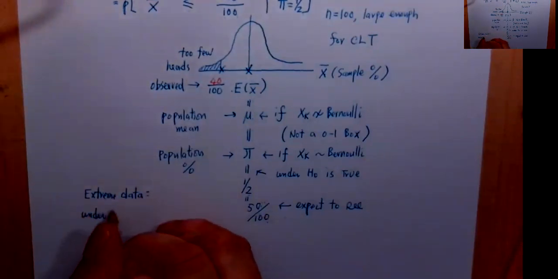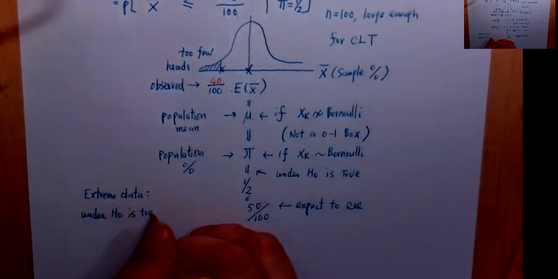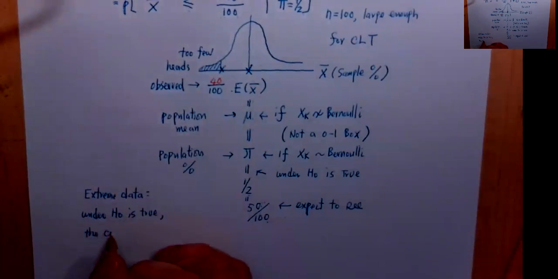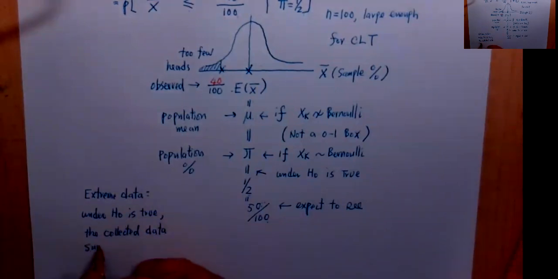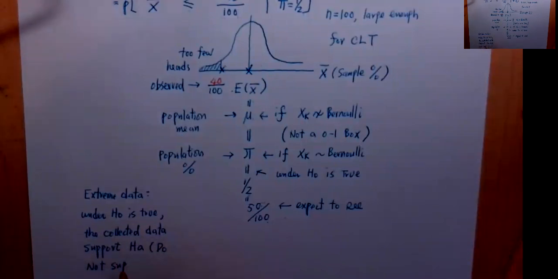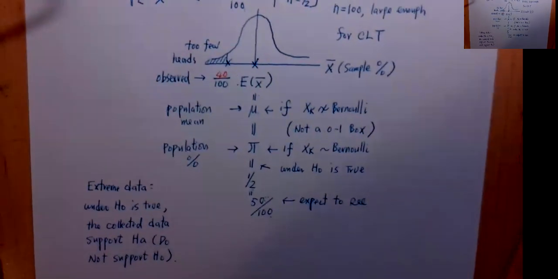Under the assumption that H0 is true, the collected data support HA. That means they do not support H0. That's called extreme. It's like your boyfriend always says he likes you or he loves you. That's the H0. But what is the data you collect? Well, 100 times you go out with your boyfriend, 99 times he was busy watching other beautiful girls on the street. That's called extreme.